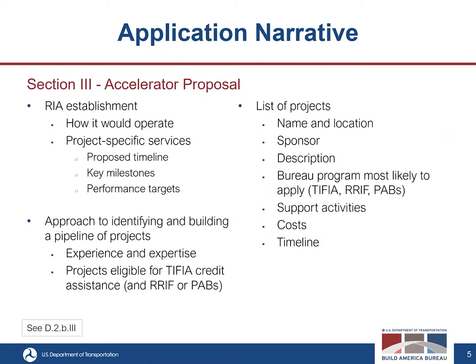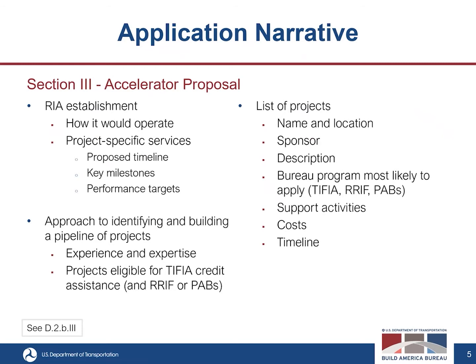In section 3, the accelerator's proposal. In this section, the applicant should explain how the applicant proposes to establish the Regional Infrastructure Accelerator, describe the concept and how it would operate, and provide the project-specific services identified in Section A1 of the notice. Also include the proposed timeline for establishing the Regional Infrastructure Accelerator, key milestones and suggested performance targets during its operational phase.